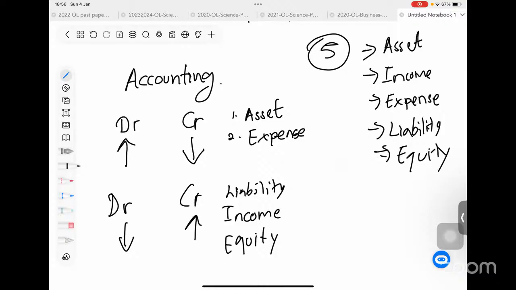So if asset or expense is increasing, they should be recorded in debit, and if they are decreasing, it's in credit. If it's liability, income, and equity, if it's increasing, it's credit, and if it's decreasing, it is debited. Please remember this. Then only it will be easy to do the SOFP or income statement and all.